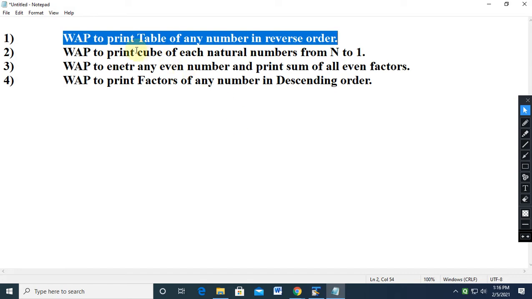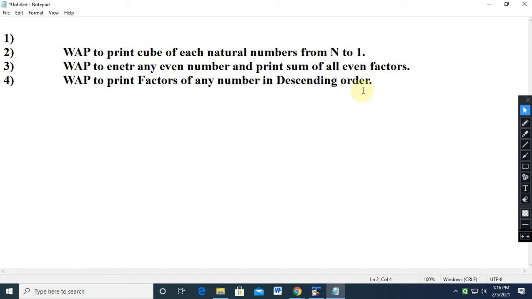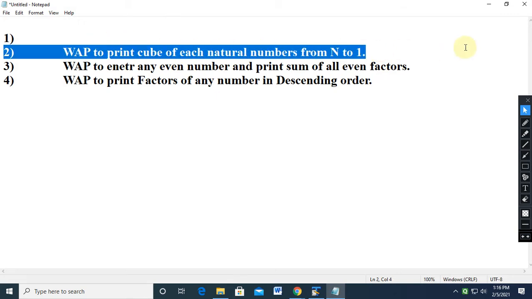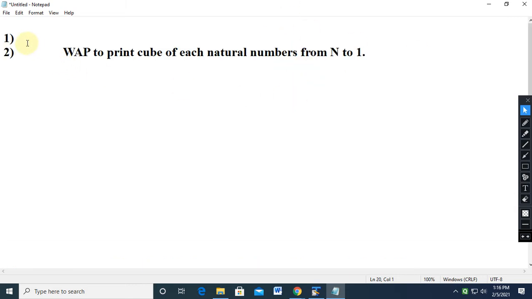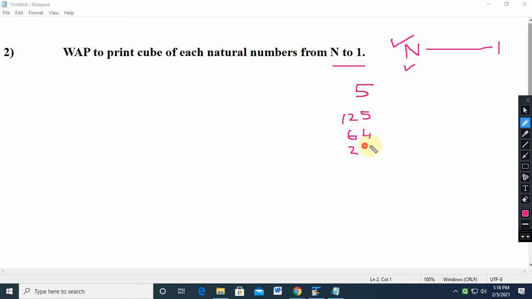The next question is on your screen. Try the first one. We have to print the cube of each natural number from n to 1. Please pay attention here. You need to print in the reverse order starting from n to 1. You need to print the cube of all natural numbers starting from n to 1. Suppose n is 5. So first of all you will need to print 125, then 64, then 27.